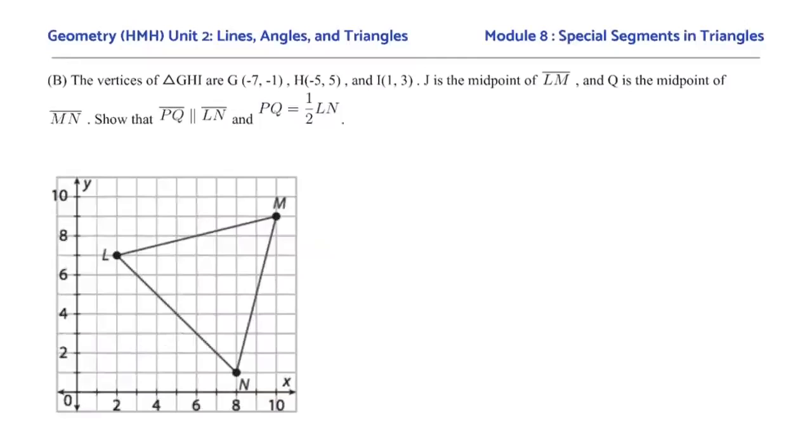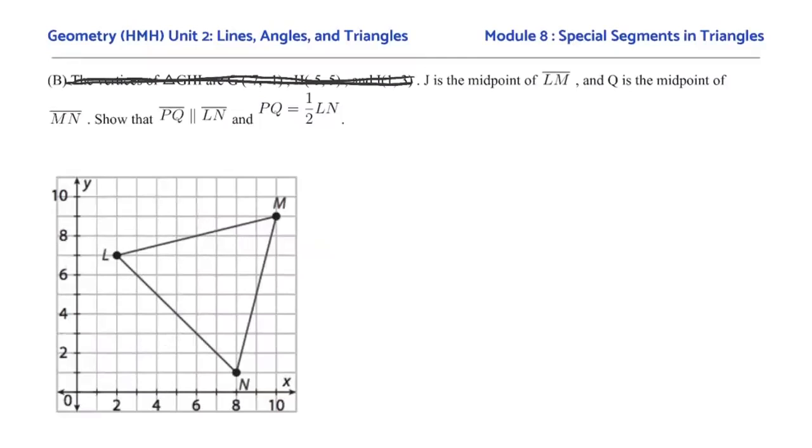And I think I have a boo-boo here. Yep, I do. And you should cross this part off. I just copy and pasted it, and that wasn't supposed to be there. So J is the midpoint of LM. Okay, J is the midpoint of the LM.